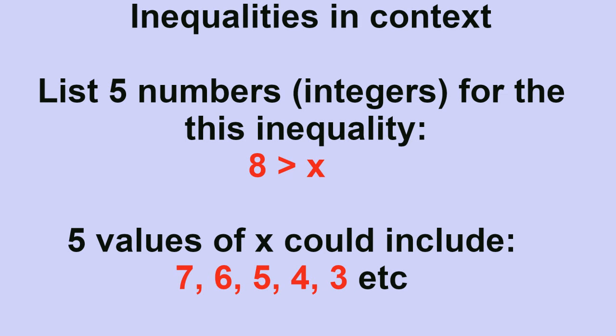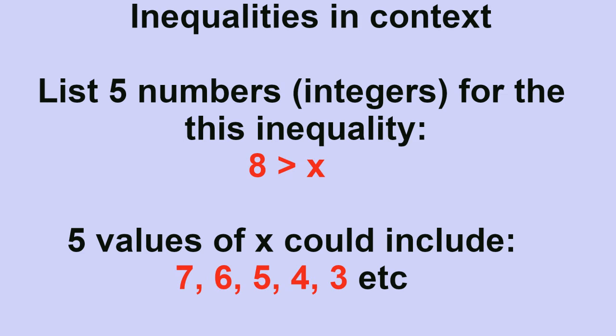Let's just quickly double check that. Let's substitute those numbers into x to make sure the inequality reads correctly. So 8 is greater than 7, 8 is greater than 6, 8 is greater than 5, 8 is greater than 4, and 8 is greater than 3, and so on. So yes, we now know that the 5 values that we put forward answer this question correctly.